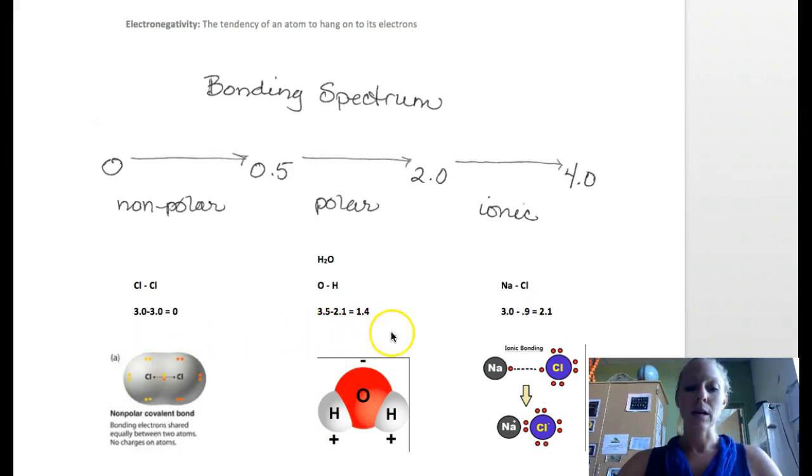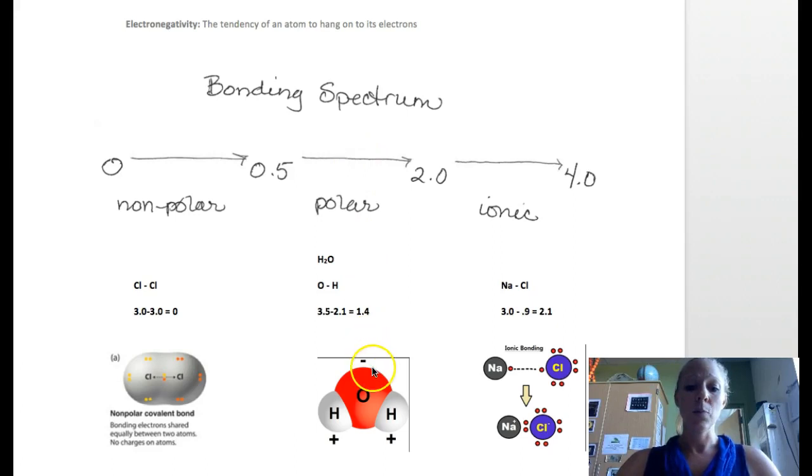If we look at the spectrum between 0.5 and 2.0, we have polar covalent bonds. This is called uneven sharing. This is when one of the atoms has a greater electronegativity than the other. So if we look at oxygen and hydrogen, oxygen has an electronegativity of 3.5 and hydrogen has 2.1. And so if we subtract the hydrogen from the oxygen, it's going to give us 1.4, and that puts us right here in the polar covalent range.